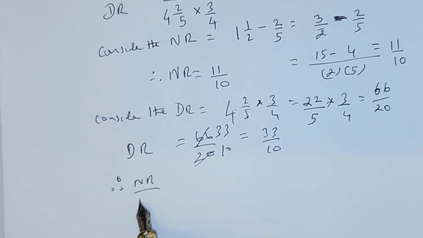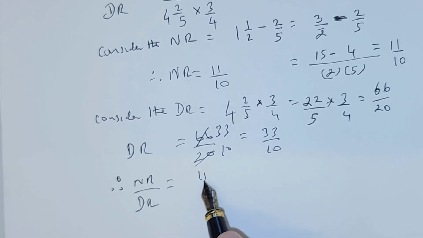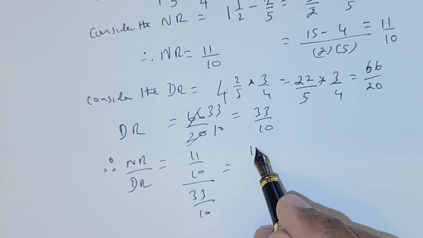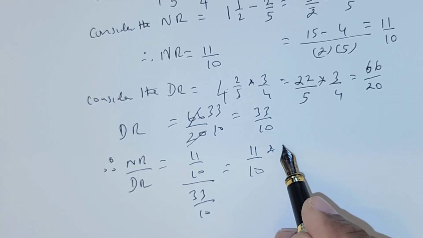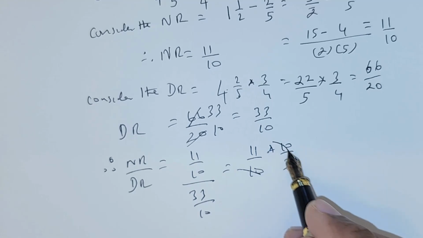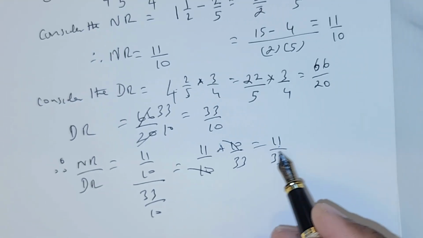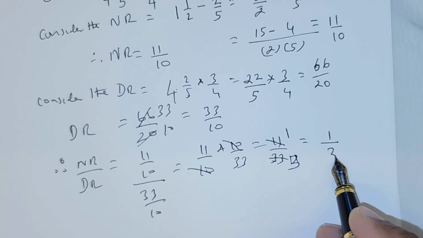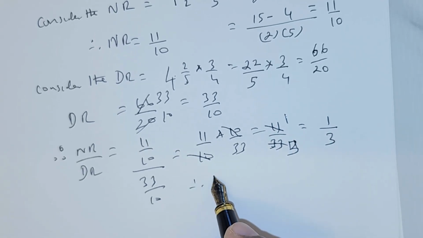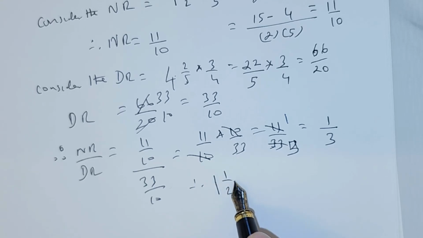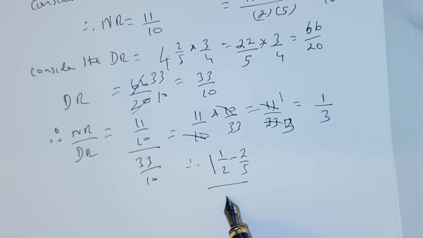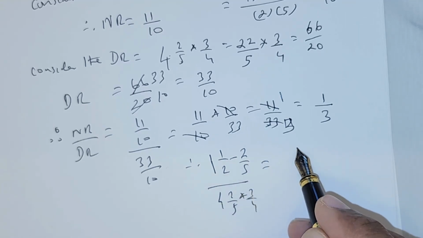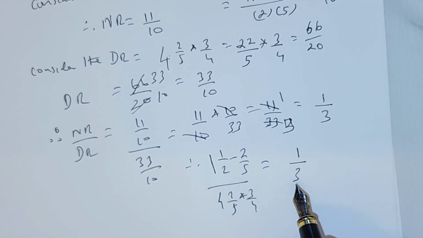So therefore the numerator divided by the denominator is going to be 11 over 10 divided by 33 over 10. You can flip it and rewrite it as 11 over 10 multiplied with 10 over 33. 10 and 10 get cancelled, giving you 11 over 33. And 11 divides in, so this is going to be 1 over 3. So therefore (1/2 − 2/5) divided by (4 2/5 multiplied with 3/4) is reduced to 1 over 3.